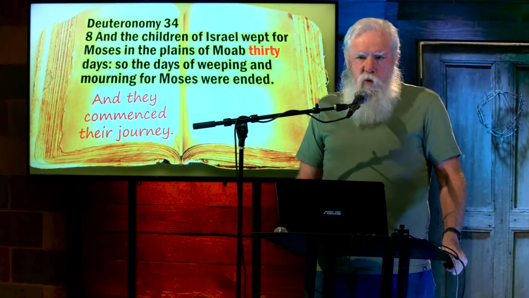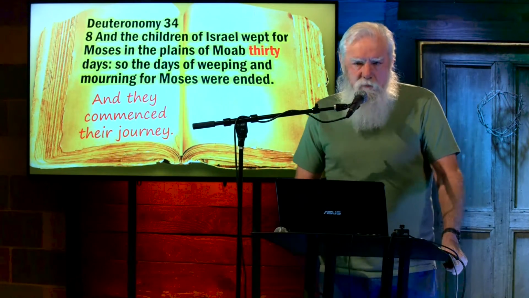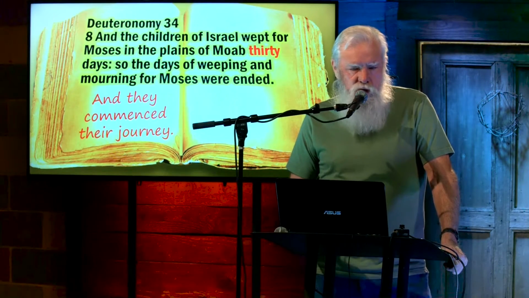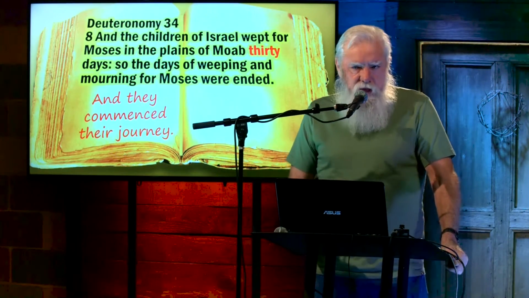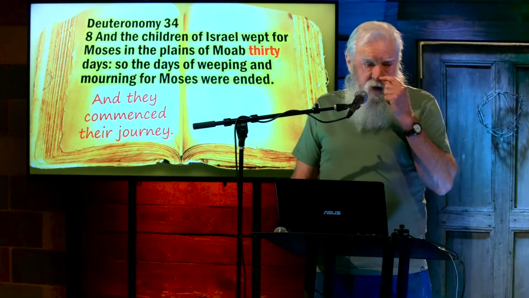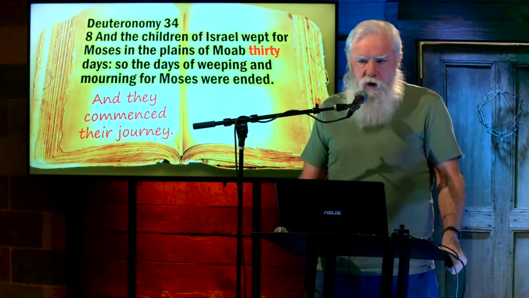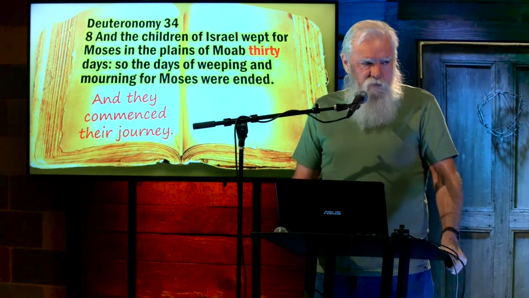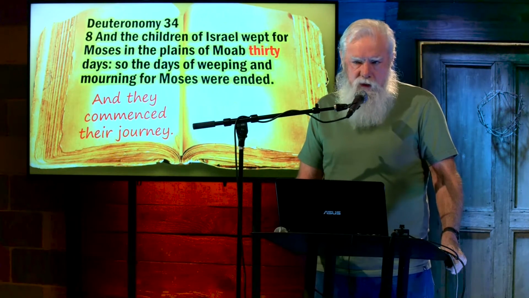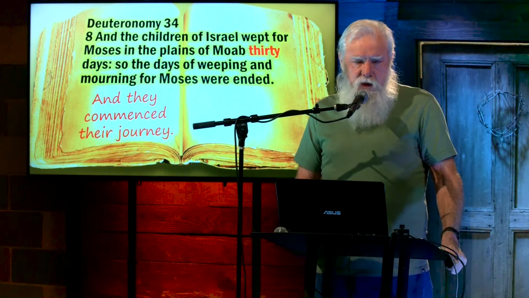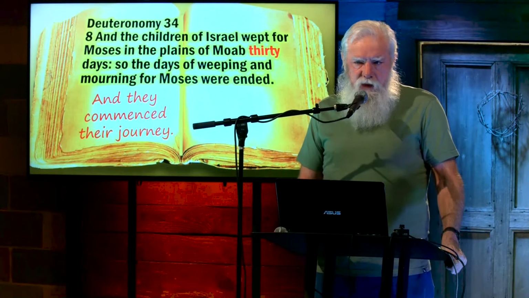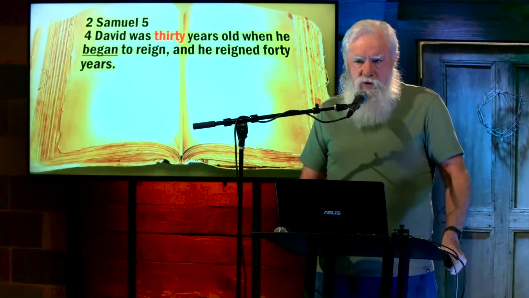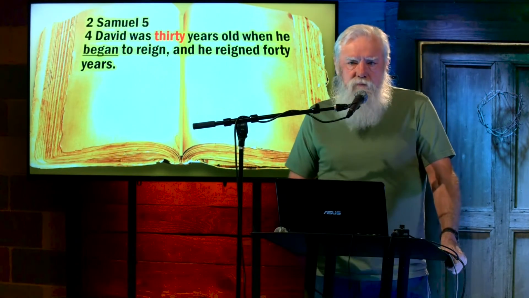And the children of Israel wept for Moses in the plain of Moab 30 days. So the days of weeping and mourning for Moses was ended. Now that's the point at which Moses died. He finished his work. He saw the promised land, but he was not allowed to go into it. He finished the 40-year job God gave him to do. And he goes up into the mountain, and that was the end of it. They commenced their journey into the promised land there.